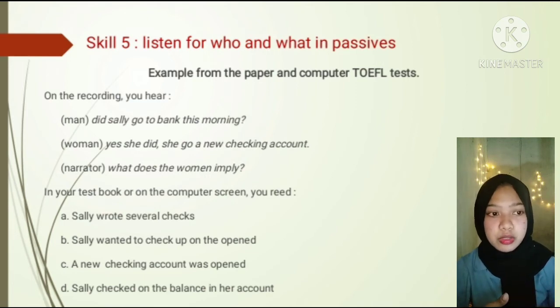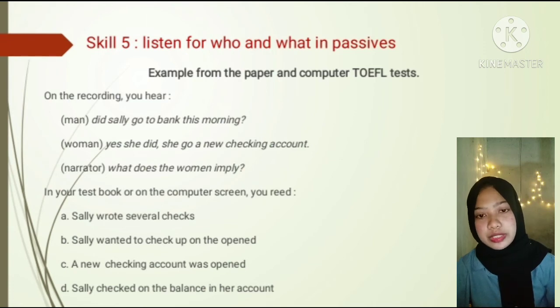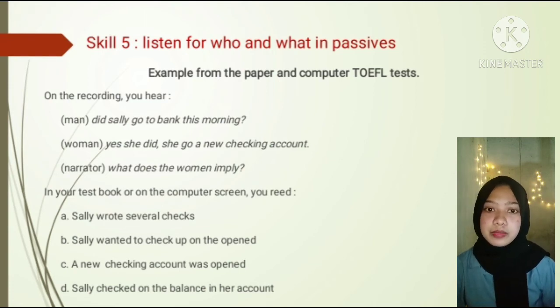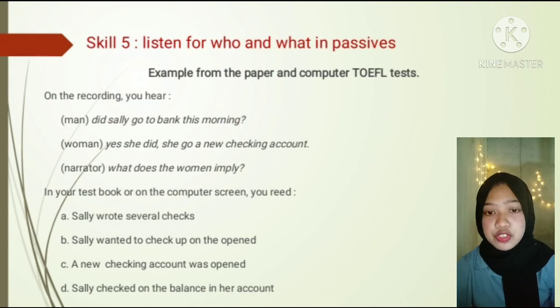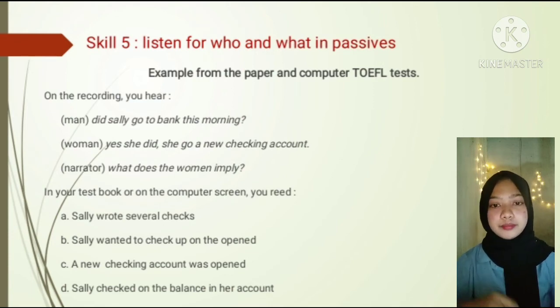In your textbook or on the computer screen, you will read the options. A. Sally wrote several checks. B. Sally wanted to check up on the opening. C. A new checking account was opened. And D. Sally checked on the balance in her account.